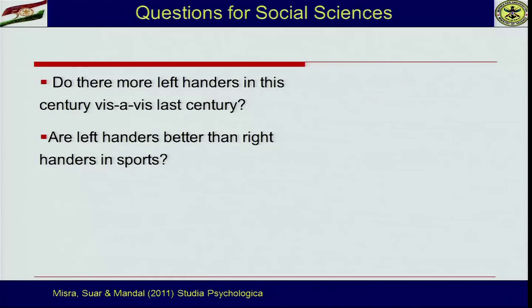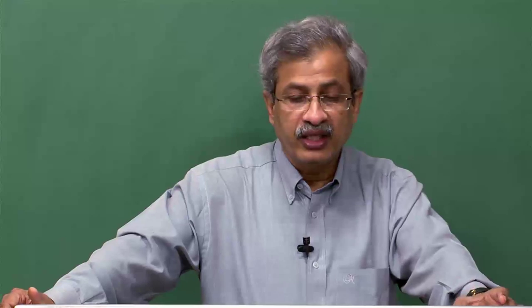As I have said, in the last century we found that there were fewer left-handers, and in this century the number of left-handers has been found to have increased. Likewise, are left-handers better than right-handers in sports? We find that left-handers are there in sports and right-handers as well. But do left-handers shoot better, or have a better performance as compared to right-handers? Right-handers use left-handers more often in order to exploit the vulnerabilities of right-handers. That is another question for which we do not have answers.